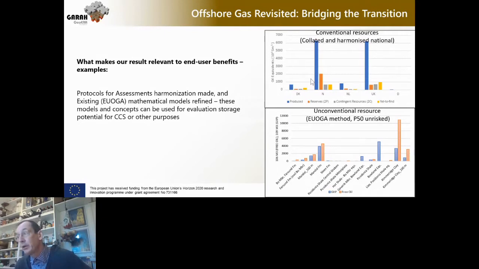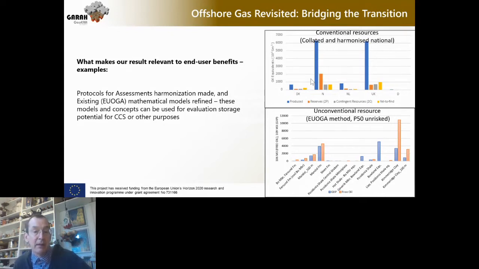We also, for the unconventional resource, developed what is called the YOGA method, which is a further development of a previous European project where we assessed the onshore areas. We use this method and present for the first time an assessment of the potential unconventional gas and oil resource in the North Sea areas.